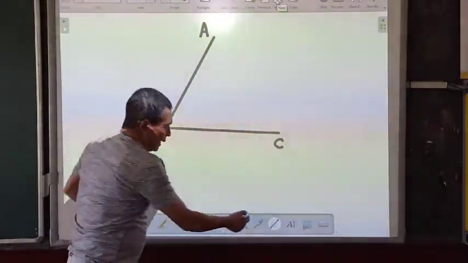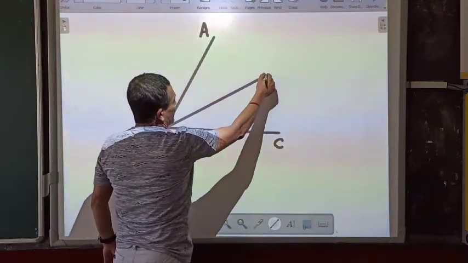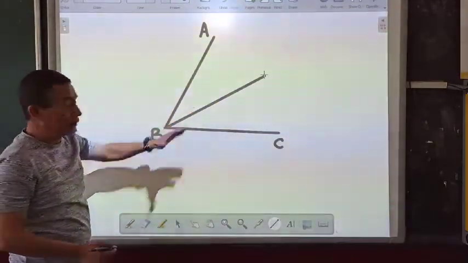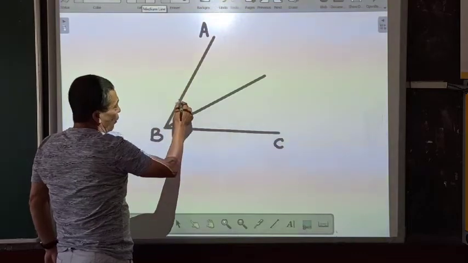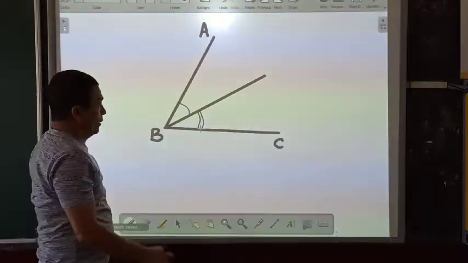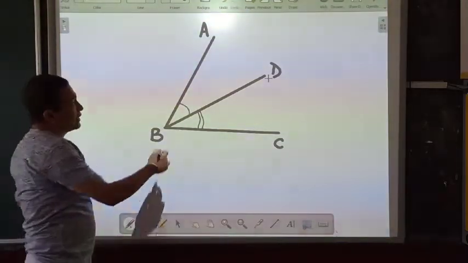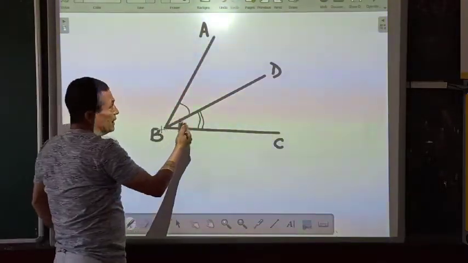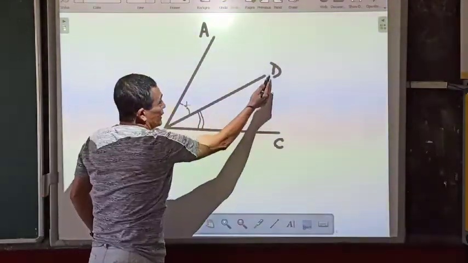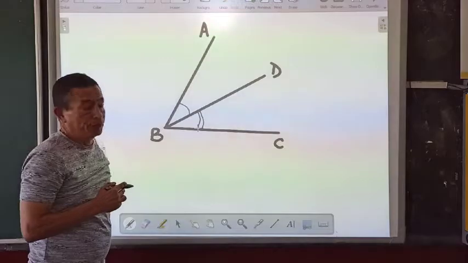ABC, and say there is another line starting from B, and then it has been divided here into two angles. You can see very clearly that one angle is formed here and another angle is formed here. Now let's name it as D. You can see that angle ABD, that is the one that I have marked here. This is one of the angles, and the other one is DBC, which is marked with a double curve.